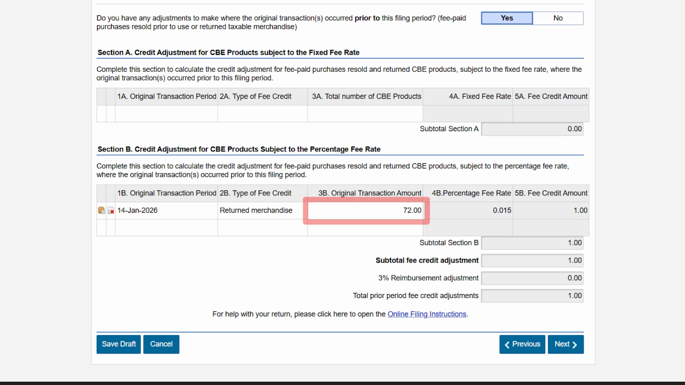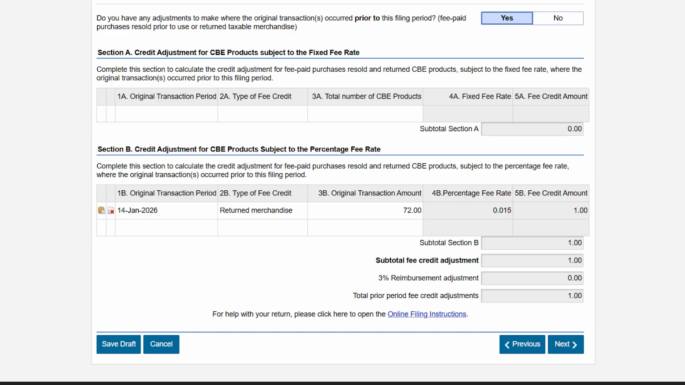In our example, the original transaction amount was $72. The field 4B Percentage Fee Rate is automatically populated for you. The field 5B Fee Credit Amount will be automatically calculated for you.